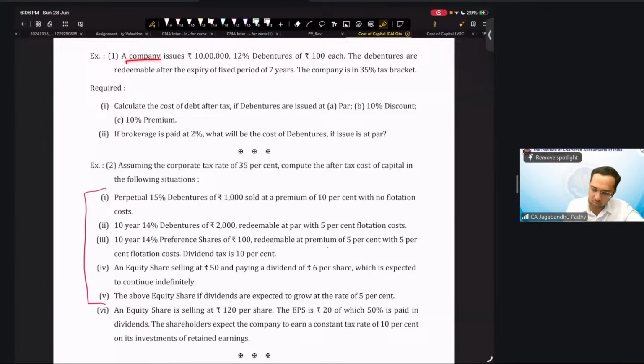Okay. Now, question number one: the company issues 10 lakh 12% debentures of rupees 100 each. The debentures are redeemable after expiry of a period of 7 years. The company is in the 35% tax bracket.